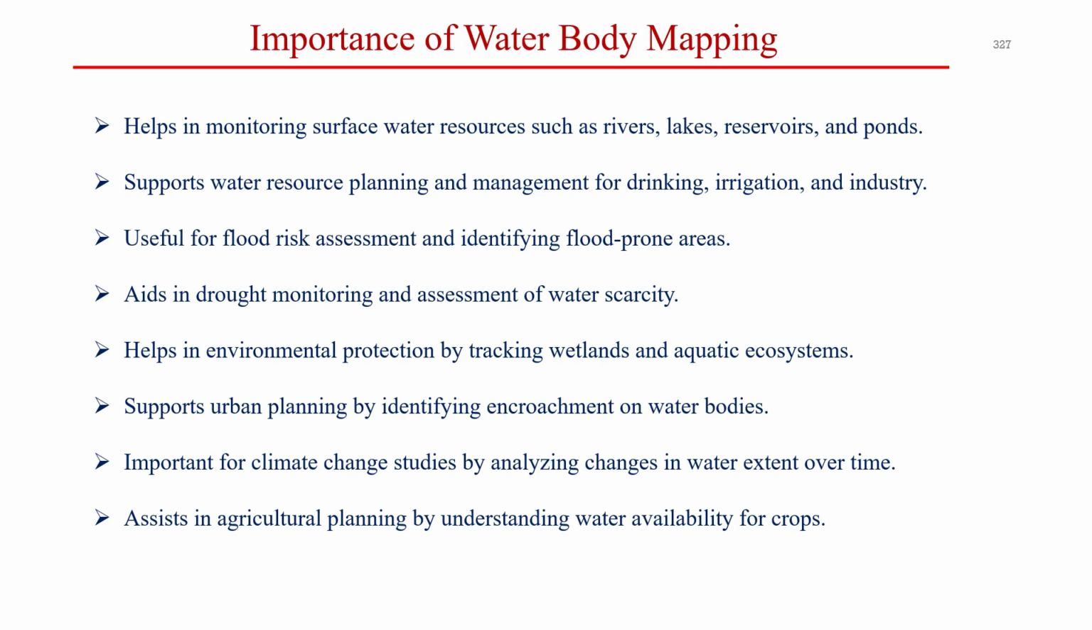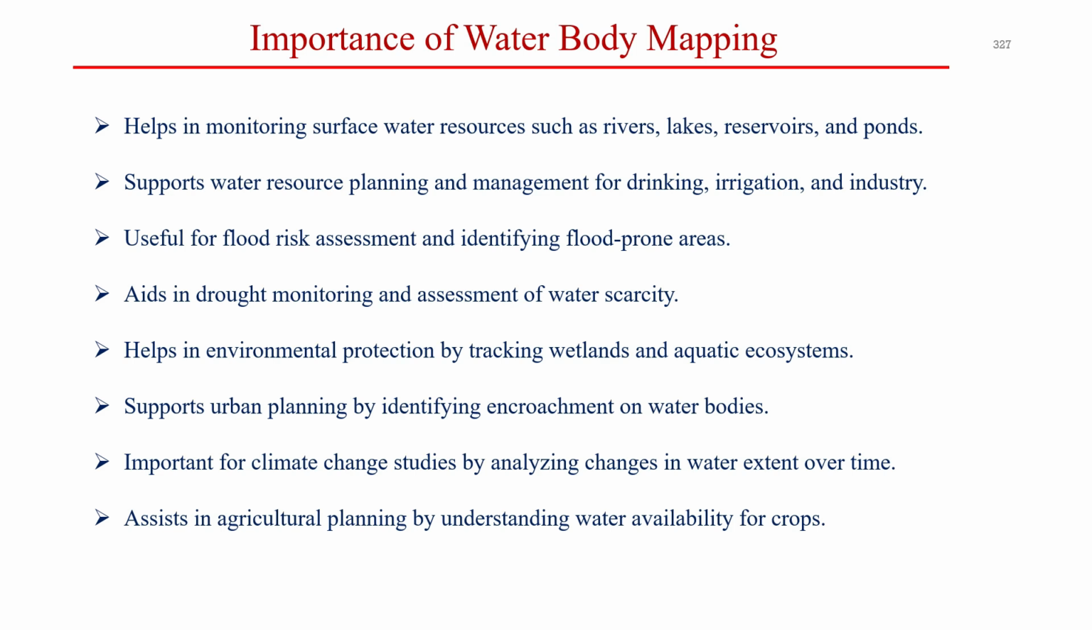So why is it important? So there are many critical reasons for it. So suppose I want to keep track of rivers, lakes, reservoirs. So that is basically for the surface water resource monitoring. So there it helps us. It helps us in flood risk assessment, which is basically identifying areas that are vulnerable to flooding. Environmental protection by tracking wetlands and aquatic ecosystems.